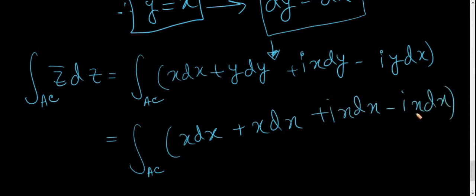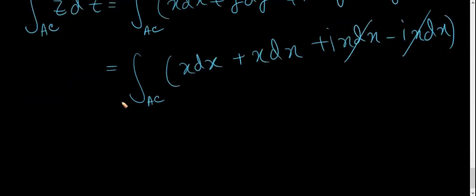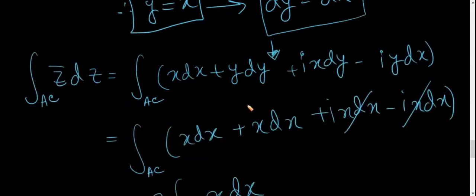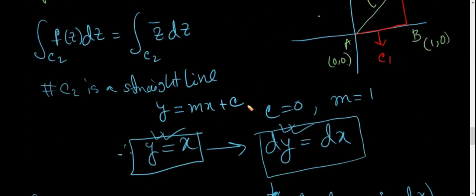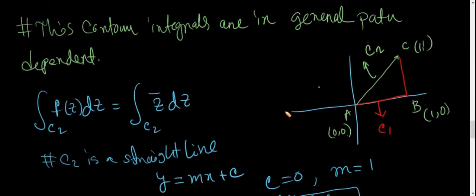Now this is a pretty neat relation. You can see that these two terms cancel out, and all you have is just 2 along this path AC, x dx, right? Now since this is an integration on x only, you just need to find out the lower limit of x and upper limit of x along this green line.